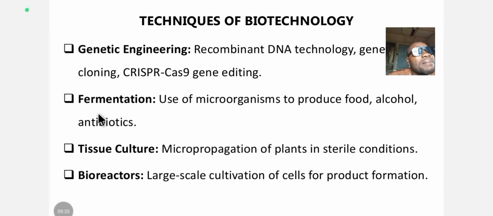So the next here is fermentation. We all know fermentation. I've taught fermentation in biology. I've taught it in chemistry. Whereby microorganisms are used to produce food, alcohol, antibiotics, and so on and so forth. It's a process or a technique in biotechnology.